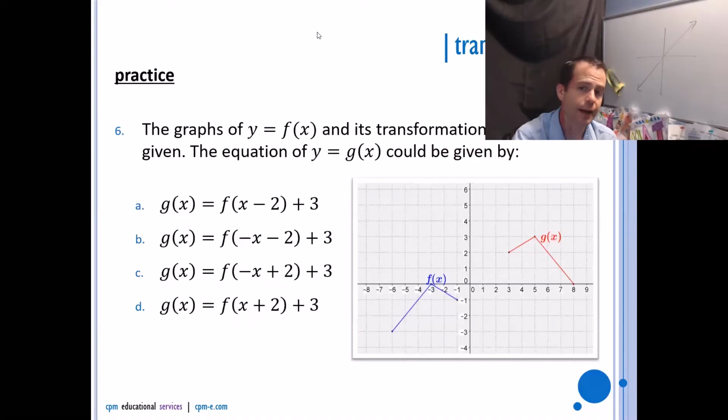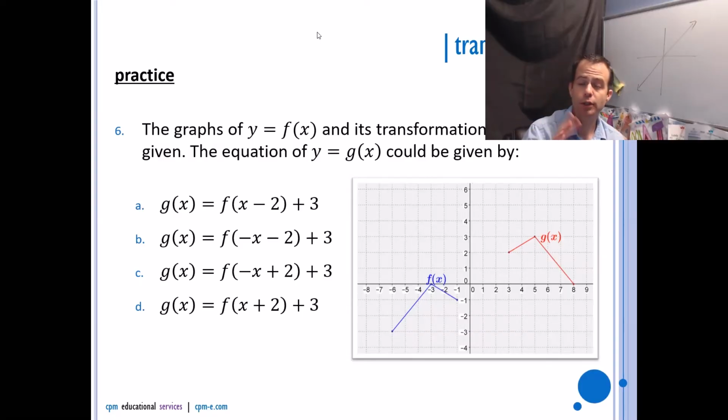All right. The graphs of y equals f of x and its transformation, y equals g of x, are given. The equation of g of x could be given by... now I love this question. Pause me and try it yourself before you see me do it. Okay. Here's what I need you to see.